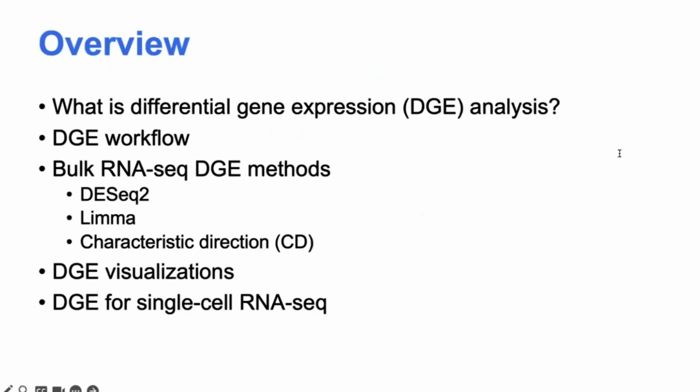Just to start off with a quick overview of today's content, we'll begin with a brief introduction of what differential gene expression is, for those who aren't familiar. We'll talk about what it's used for and how it fits into the RNA-seq workflow. Then most of our time will be spent going over three algorithms for differential gene expression. Then we'll touch on some helpful data visualizations for these DGE results. And we'll end with a brief discussion of DGE methods for single cell RNA-seq data, which is a newer area.